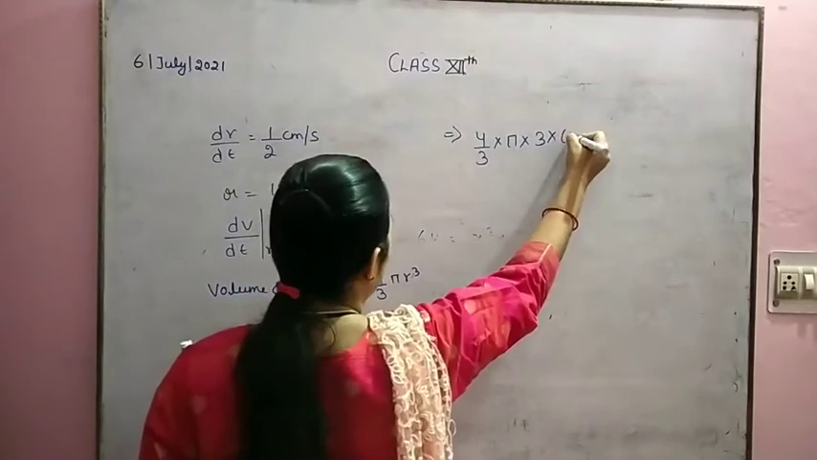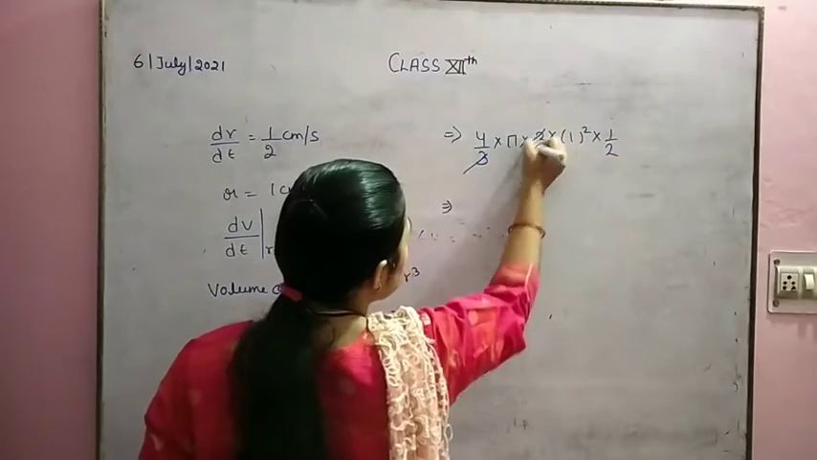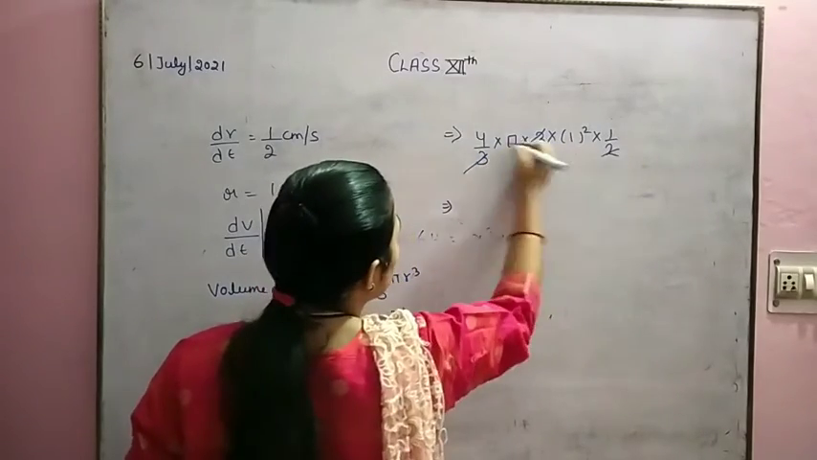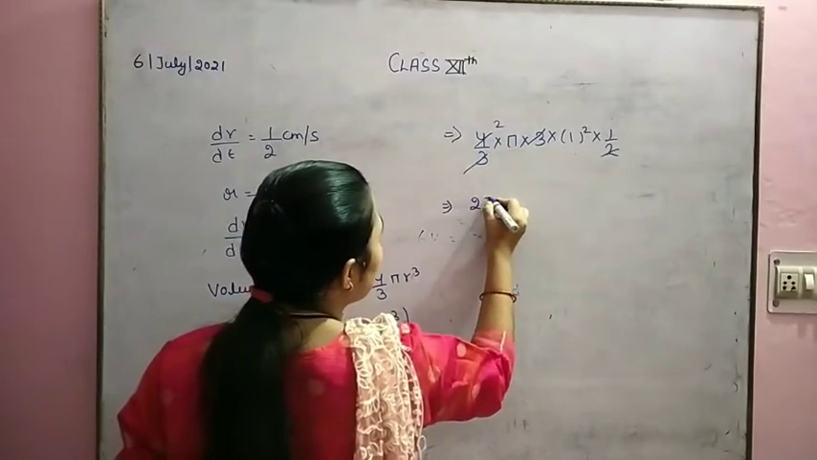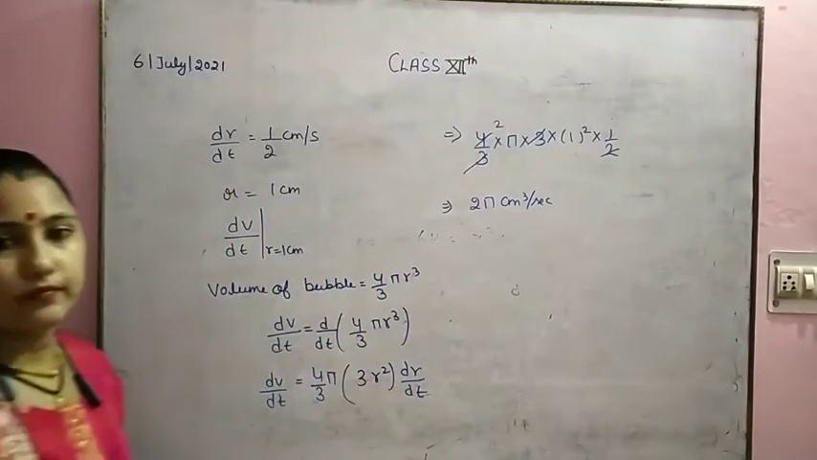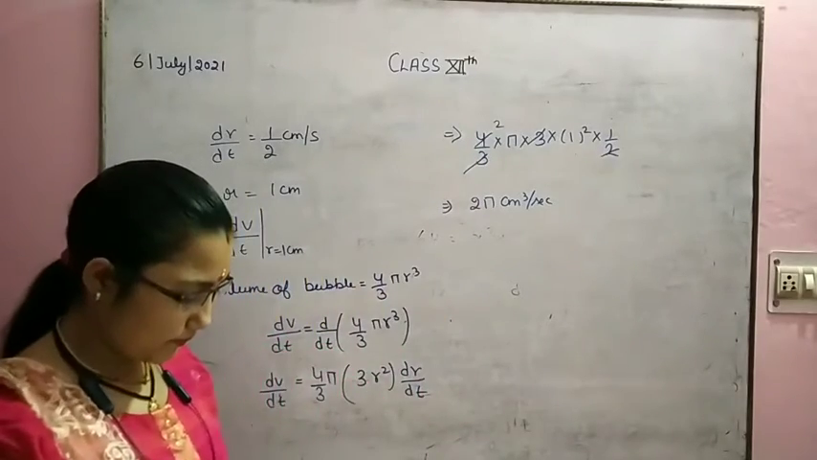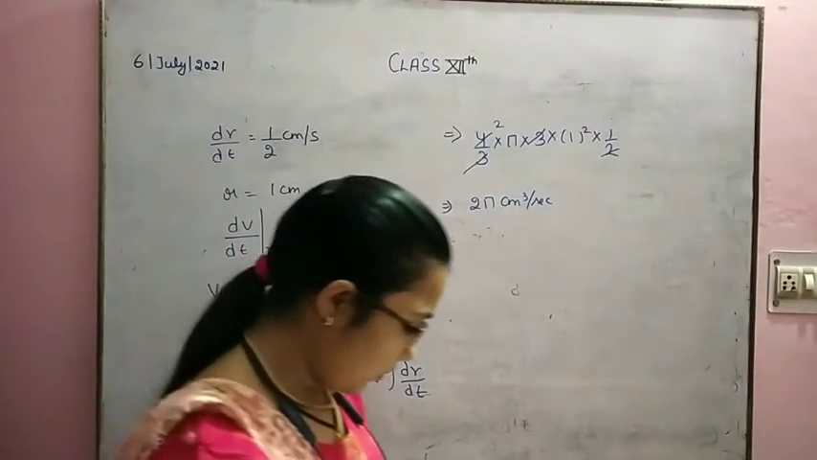4 by 3 pi into 3 r square dr by dt. 3 and 3 will be cancelled out. We get 2 pi centimeter cube per second. Correct? Now come to the next. Question number 14.